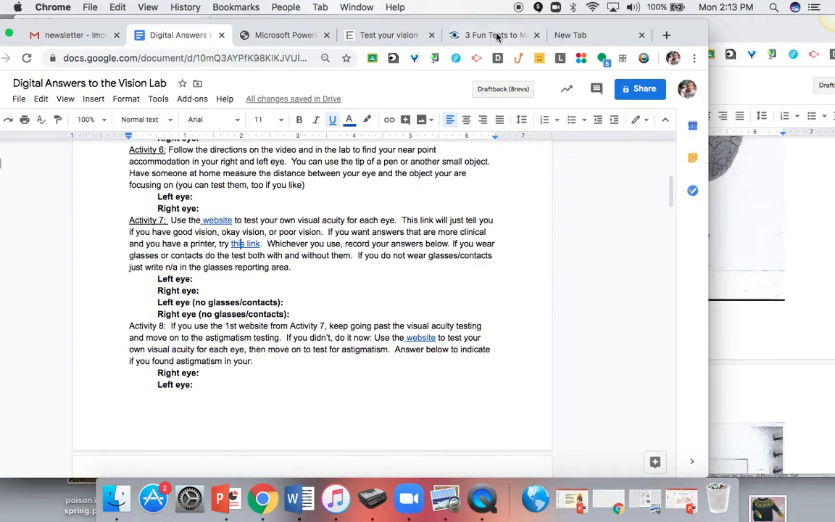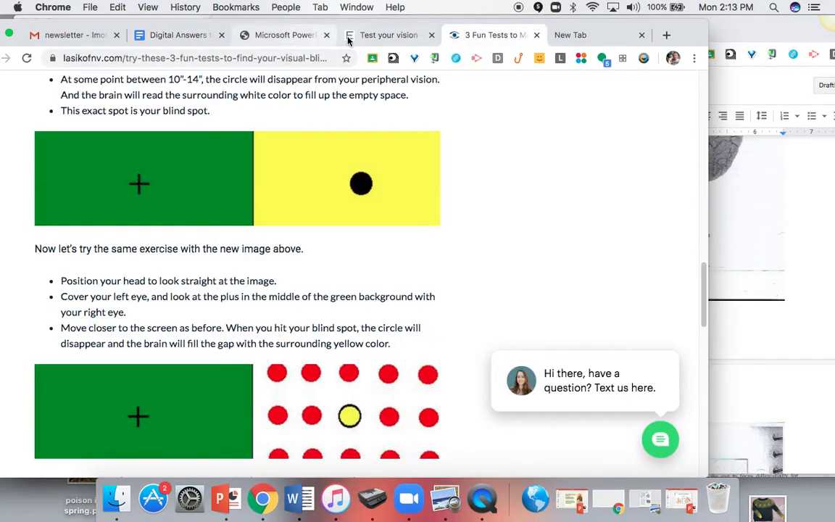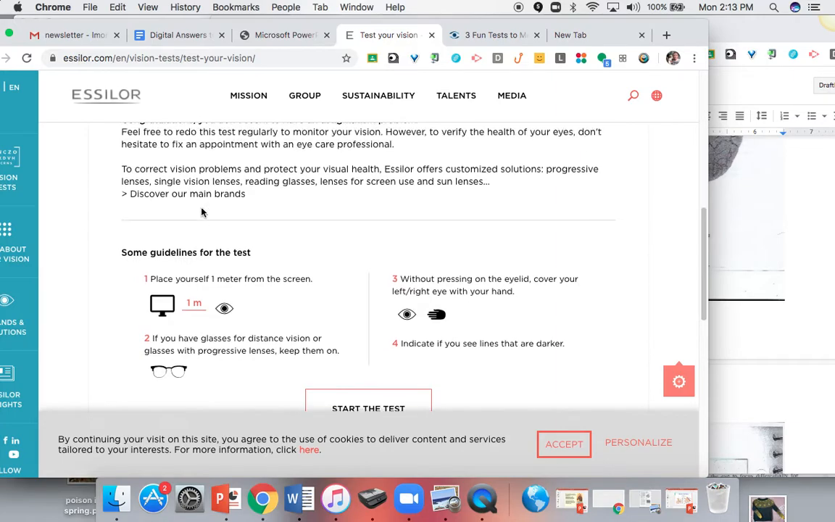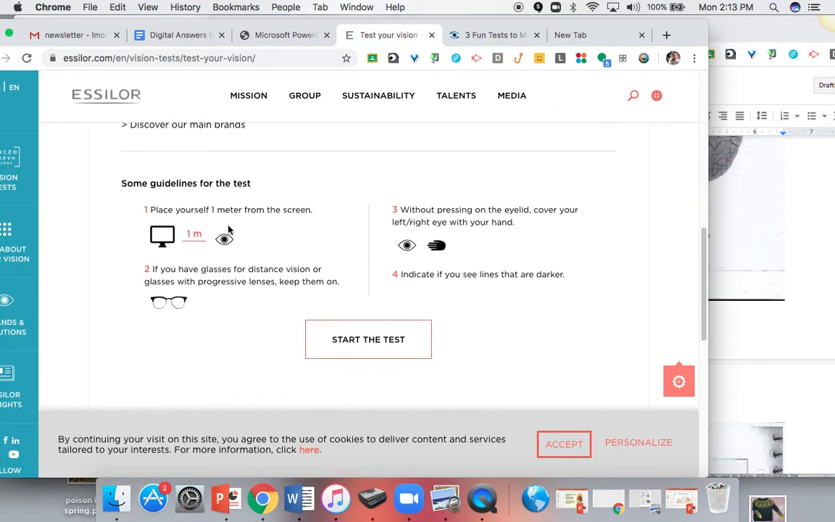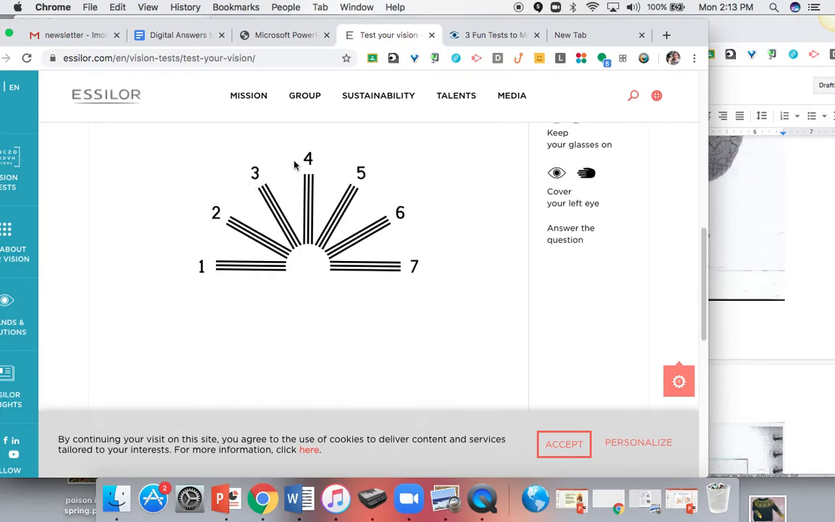Activity 8, you're going to continue from here. So if you did, no, not that one. If you already did this one, you are going to continue and start the test for astigmatism. You cover one eye. You see if some of these look bolder.